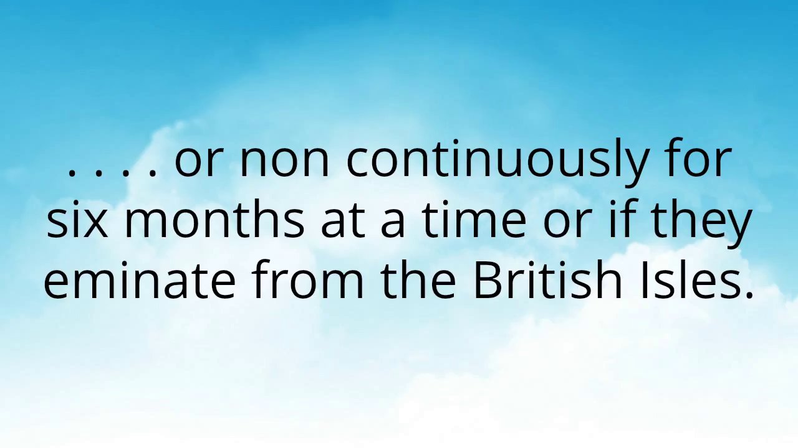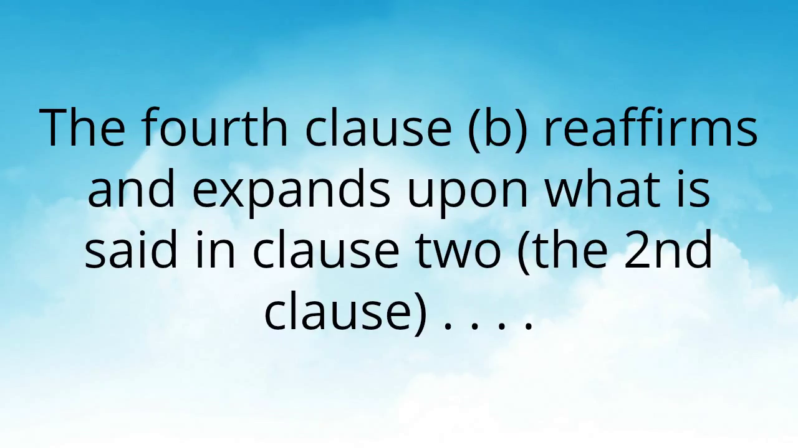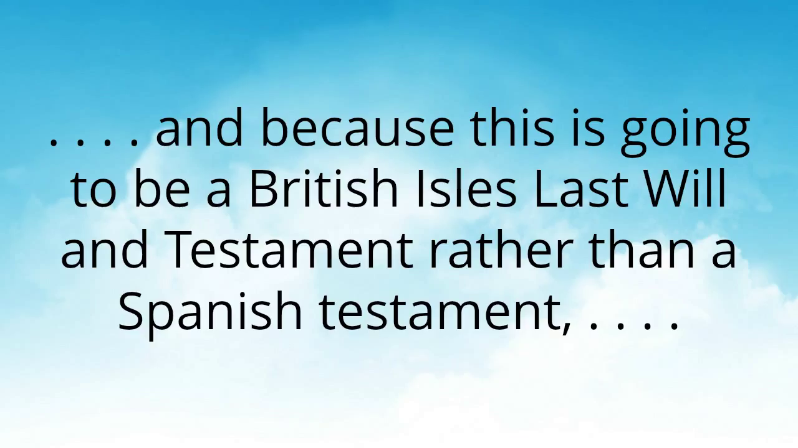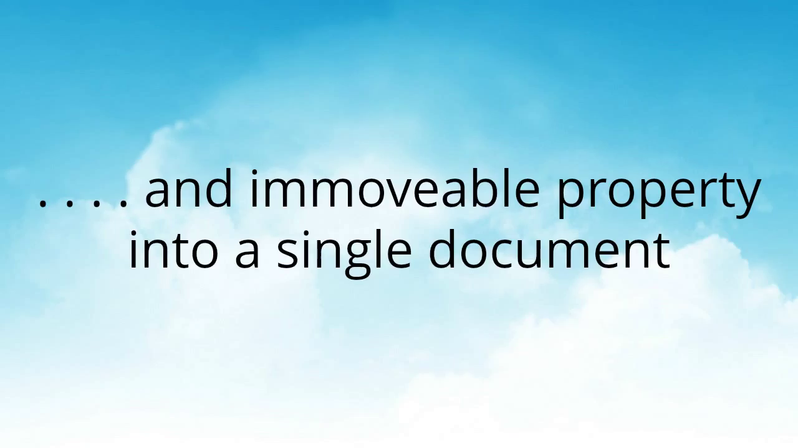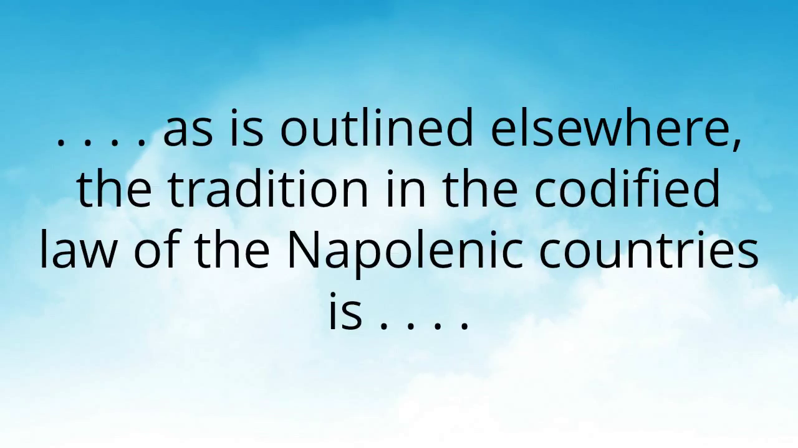So in any of those situations you can say that they are domiciled in the United Kingdom for the purposes of this will. The fourth clause, which is B, reaffirms and expands upon what was said in clause 2, and because this is going to be a British Isles last will and testament rather than a Spanish testament, it follows the British Isles tradition of incorporating both movable and immovable property into a single document, which we've outlined elsewhere in another lecture.